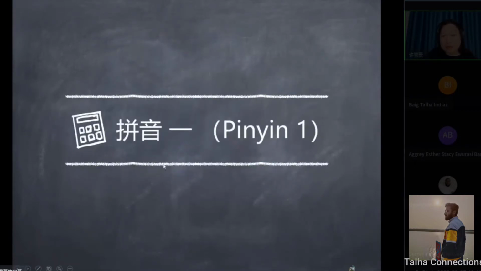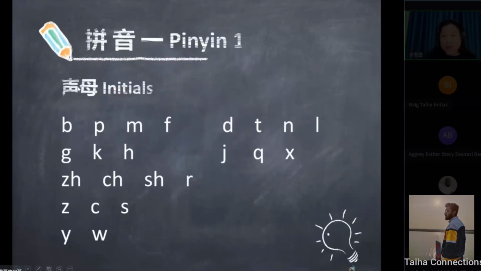Now, let's cover the first part of pinyin. We're going to learn some initials and finals. Here are all the initials, but don't worry, we won't cover them all in one class. Maybe we'll take two weeks to cover all of the pinyin symbols. I'll read them to show you the pronunciation, but you don't have to remember all of them right now.